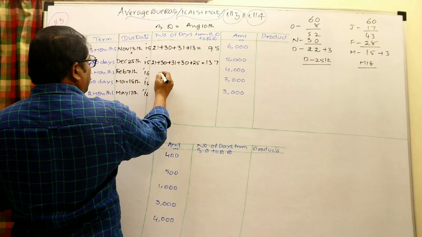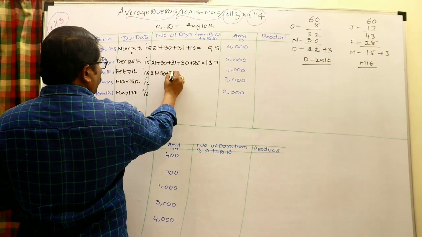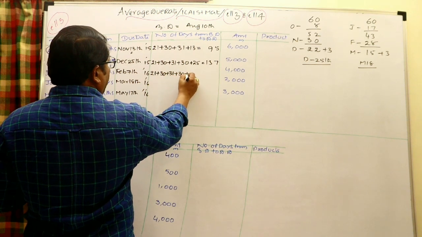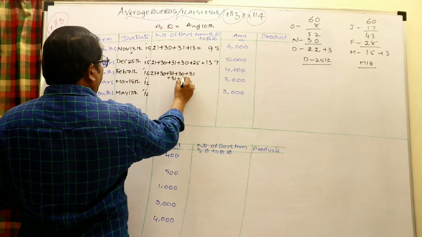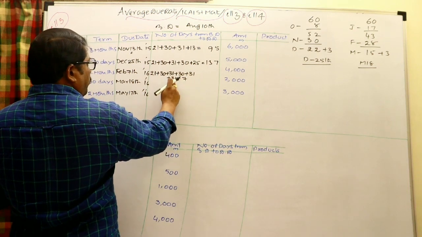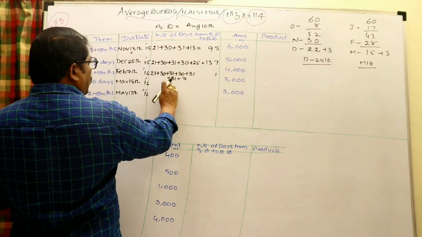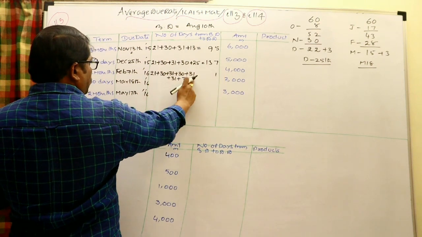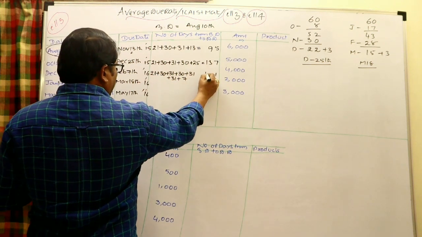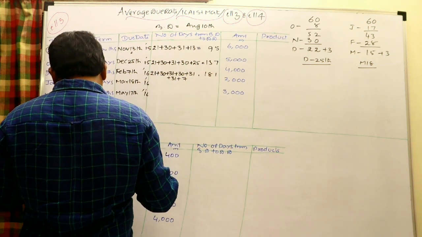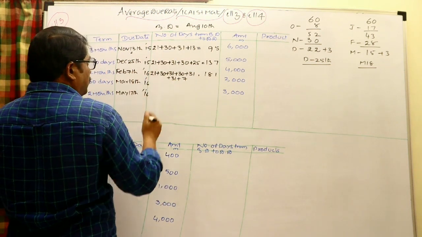Okay, from August 10th to February 7th. August 10th to February 7th means August, September, October, November, December, January, February 7th. That makes 181 days.